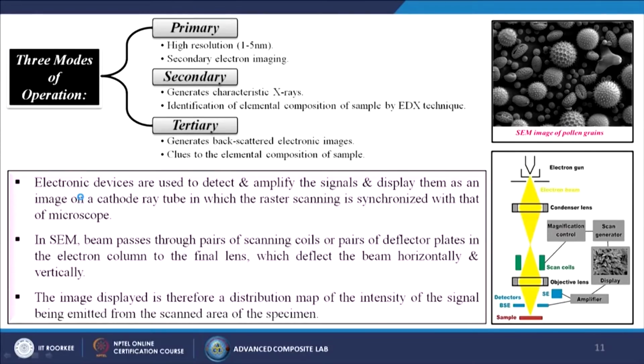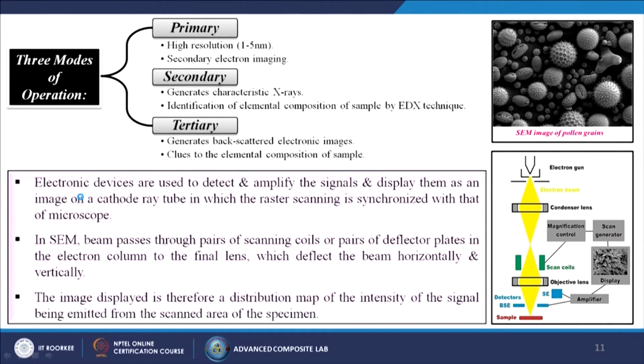So, generally there are three modes of operation. First one is called the primary, which is the high resolution, generally 1 to 5 nanometer, secondary electron imaging. Then the second one is called the secondary, which generates characteristic X-rays, for identification of elemental composition of the sample by EDAX techniques, and the last one is called the tertiary, that generates the backscattered electron images, clues to the elemental composition of the sample.